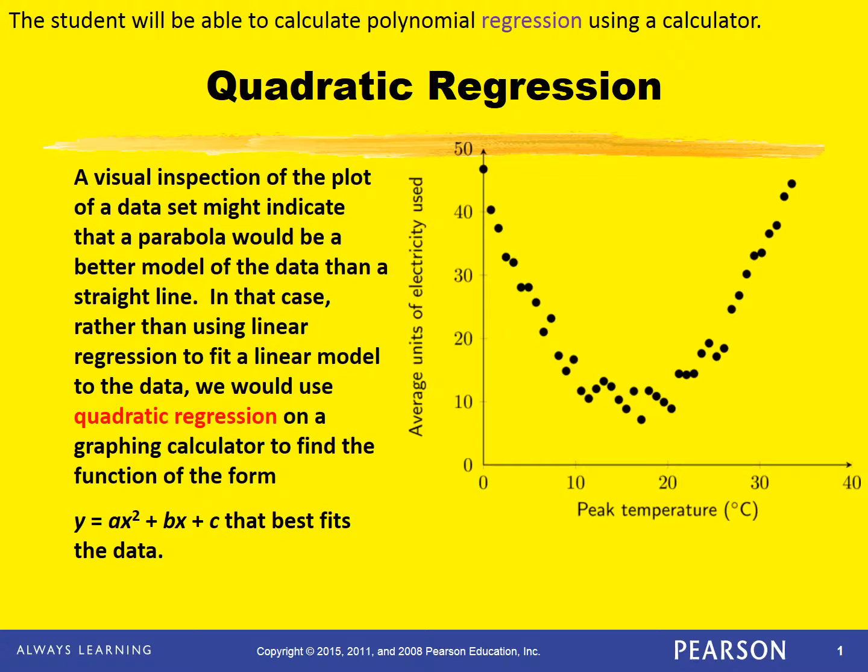regression on a graphing calculator to find the function of the form y equals ax squared plus bx plus c, as opposed to y equals a plus bx or y equals ax plus b, a linear version. y equals ax squared plus bx plus c is the one that best fits the data.